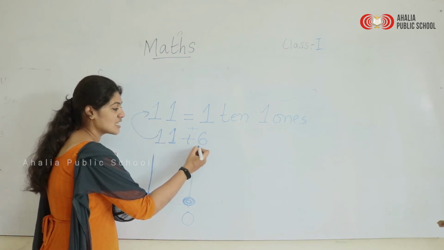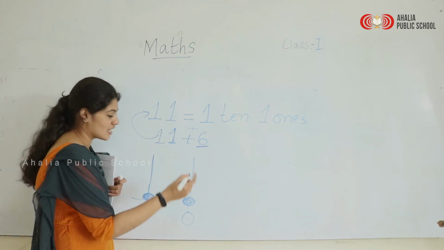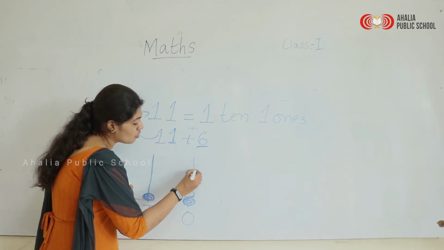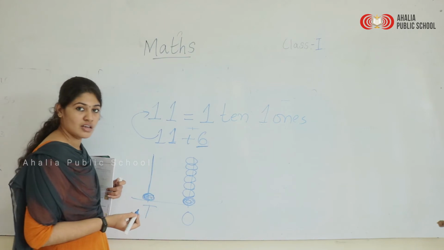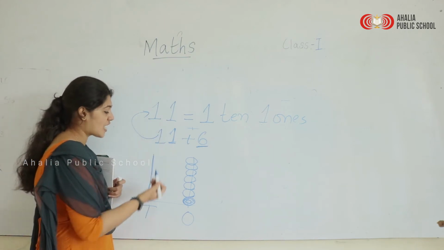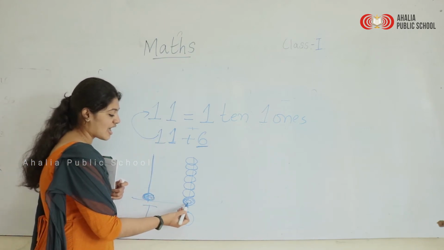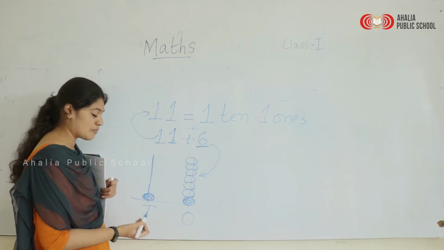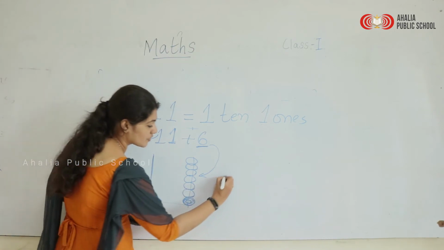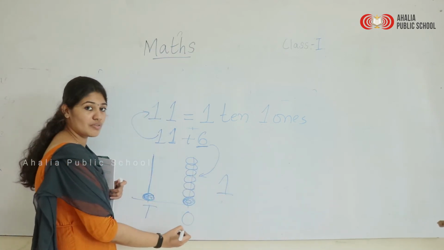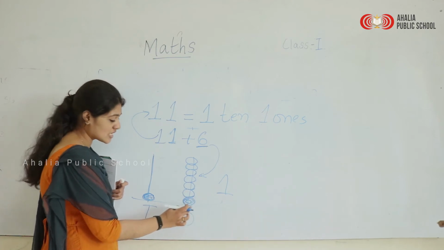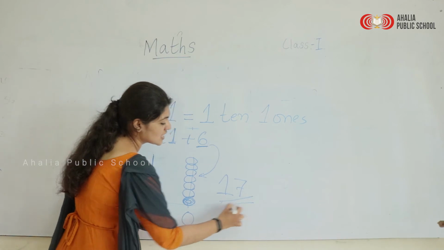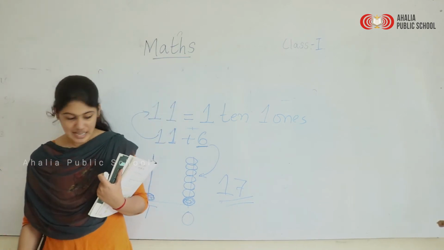11 plus 6. 6 ones, right? 6 means 6 ones, right? So we have to add 1, 2, 3, 4, 5, 6. Okay, so the 11 we have split in the form of 1 ten and 1 one, plus these 6 ones we are adding here. So count the number of beads, children. 1 ten and how many total beads in the ones place? 1, 2, 3, 4, 5, 6, 7. So the number is 17.